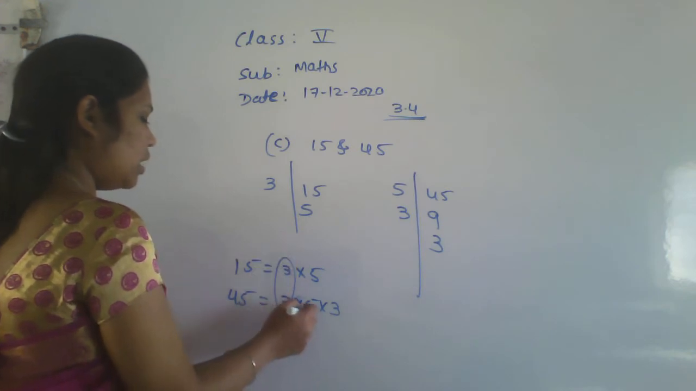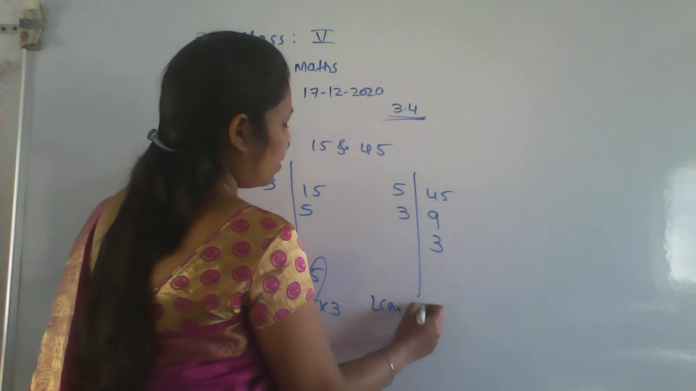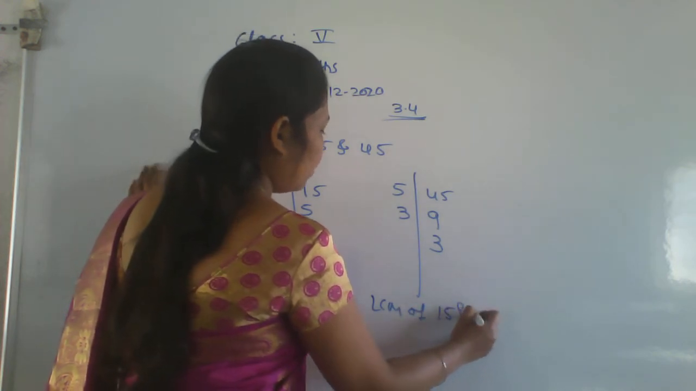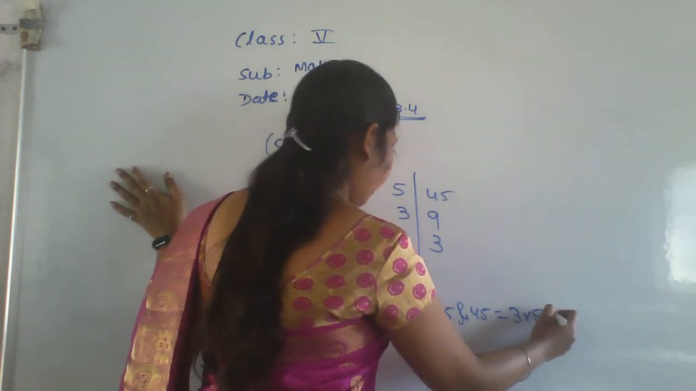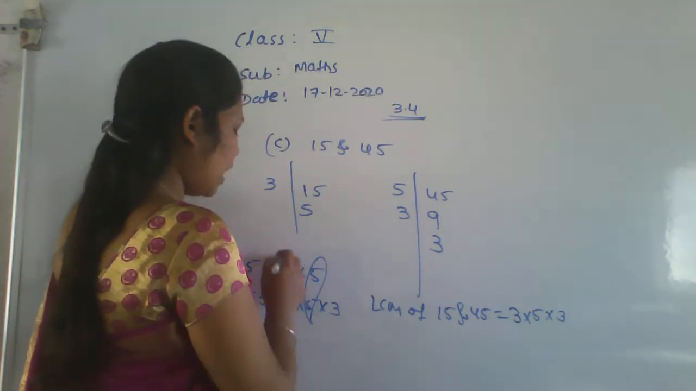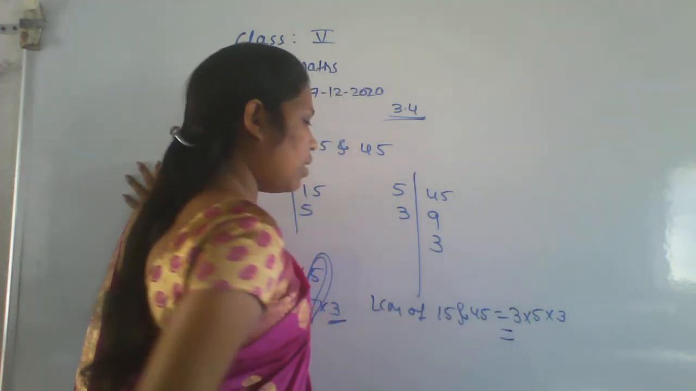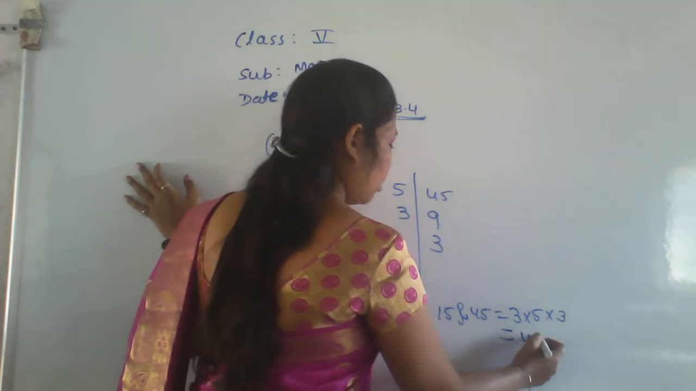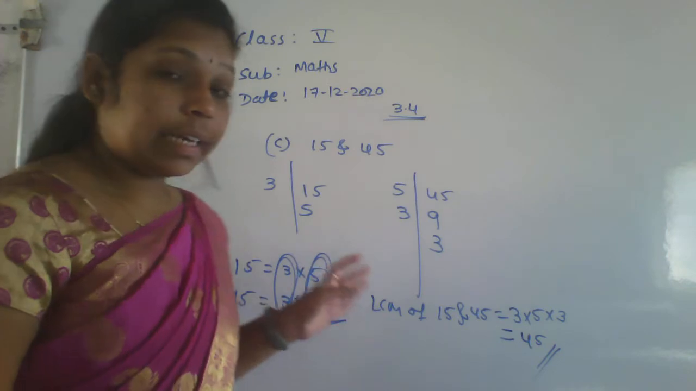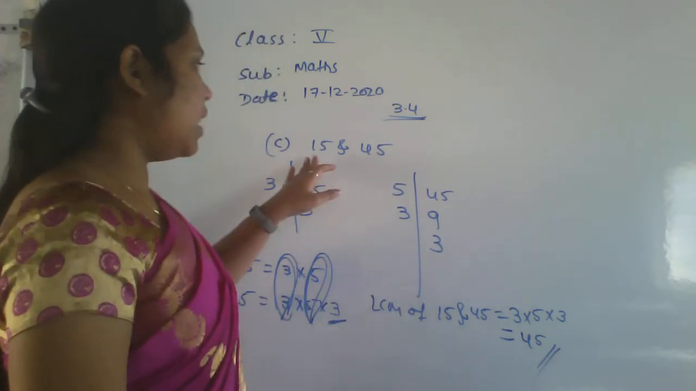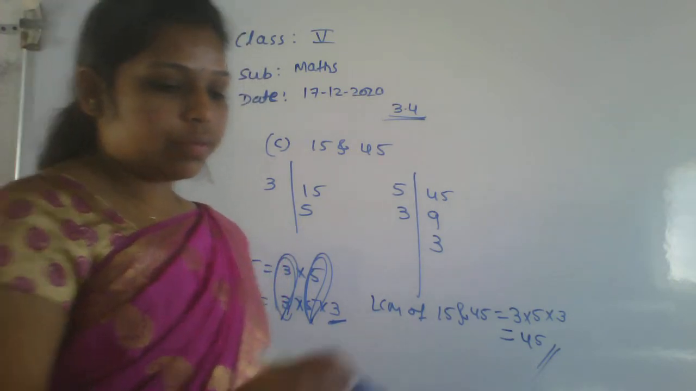So this 3 is common and 5 is also common. The LCM of 15 and 45 can be written as 3 into 5 into 3: 3 one time, 5 one time, and the remaining 3. Multiply: 3 5s are 15, 15 3s are 45. So the LCM of 15 and 45 is 45. Like this we have to do.